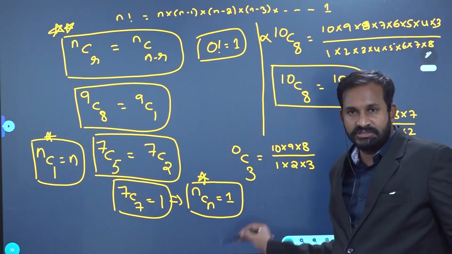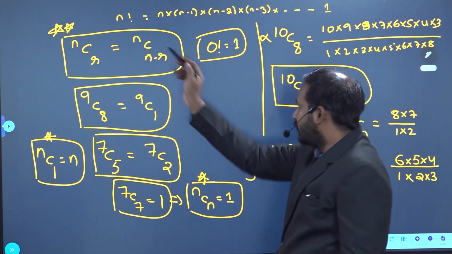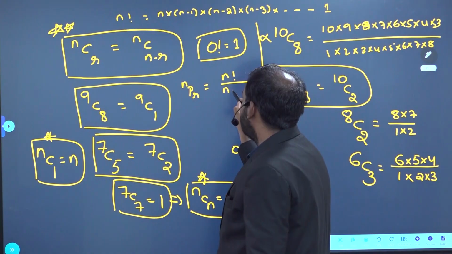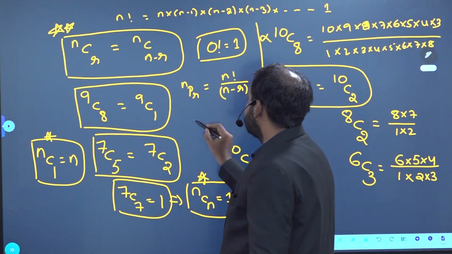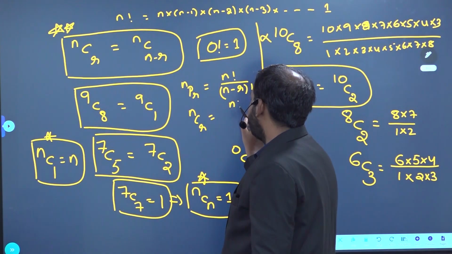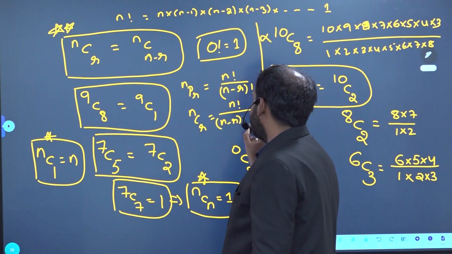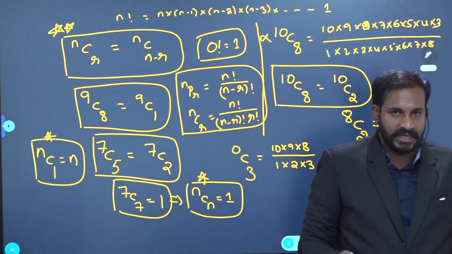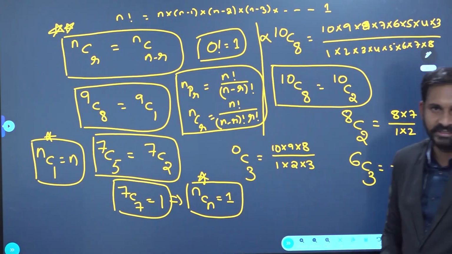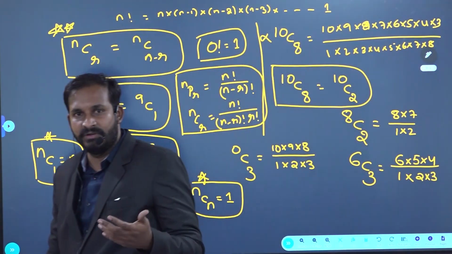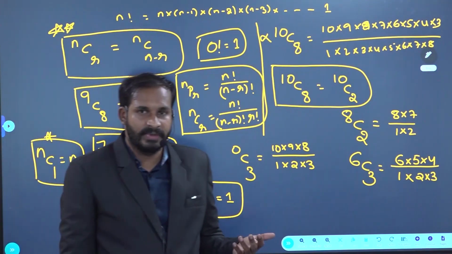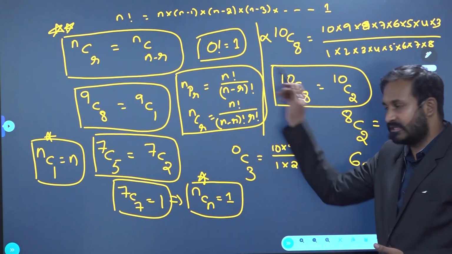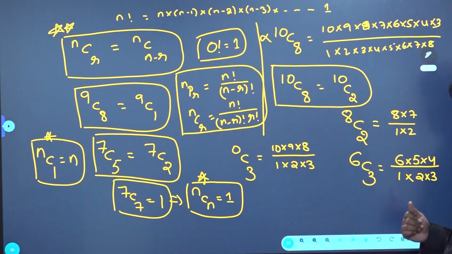I hope everyone understood these concepts. The two formulas are what? First, NPR will be equal to N factorial by (N minus R) factorial. Next we will have NCR. NCR will be equal to N factorial by (N minus R) factorial into R factorial. NP means permutations, NC means combinations. If the question belongs to permutations, usually we will use the formula NPR. If the question belongs to combinations, we will use the formula NCR. Understood, students? And these are the shortcut techniques to get the values for NCR.